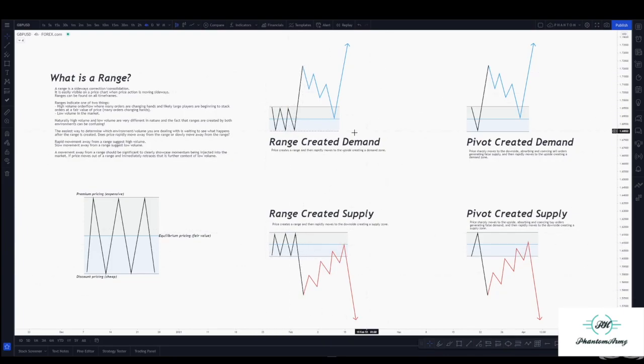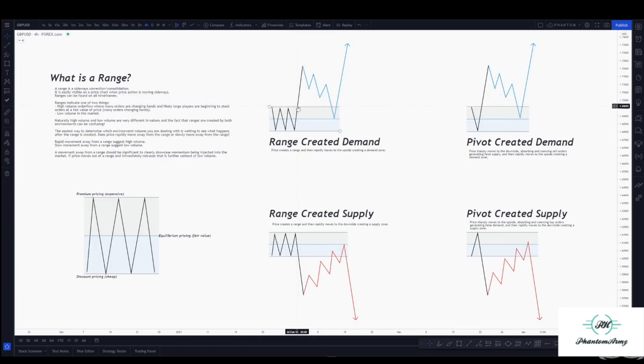whether it's to the upside or the downside. So if we're looking at range created demand, what we see is a sideways range, and then we see a rapid expansion to the upside, and then a move back in to that overall demand zone. And what we would be interested in as traders looking at this footprint is the move back down into this demand zone, looking for our entry here.